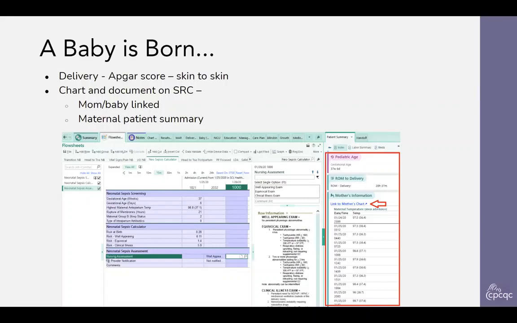You could do this either way. You can even do it on a paper system, of course, but this is just an example of how we do it at St. Joe's. Next slide.